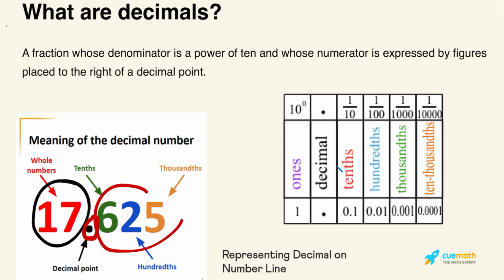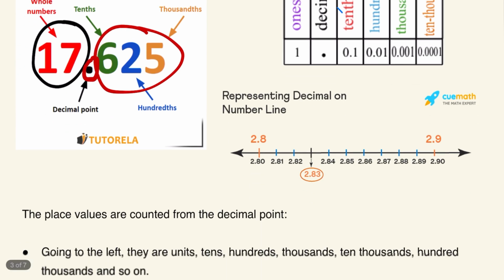And then these are known as the numerators, which is basically over here. It says expressed by figures placed to the right of a decimal point. So this is basically a breakdown of the decimal number itself. And I'm going to give you a little bit of information on place values, because if you are dealing with decimals, something really important is place values. Place values do hold a big impact on decimals. So let's break that through a little bit.